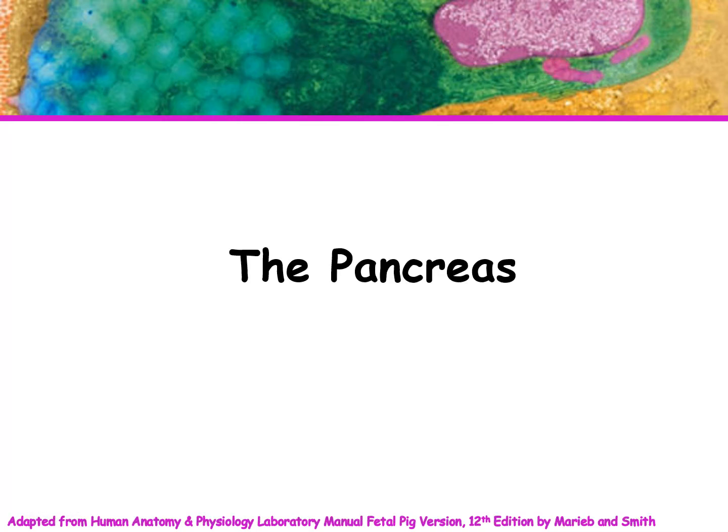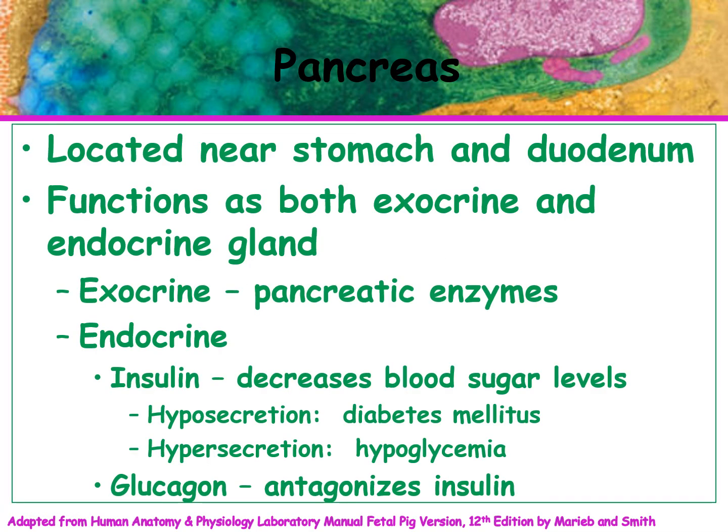Our next organ is the pancreas, and the pancreas is an important digestive organ. As an exocrine gland, it produces a lot of pancreatic enzymes. As an endocrine gland, it produces 2 very important antagonistic hormones that enable us to control or regulate our blood glucose.